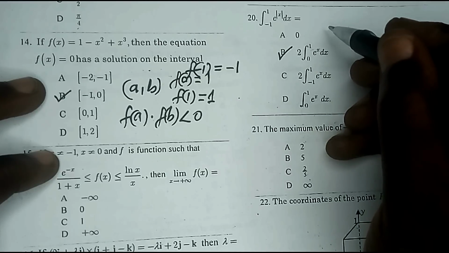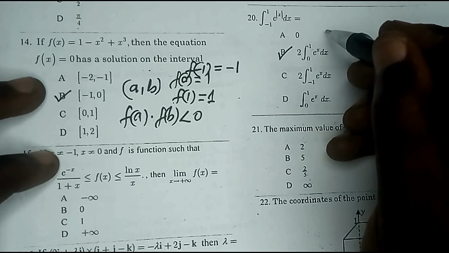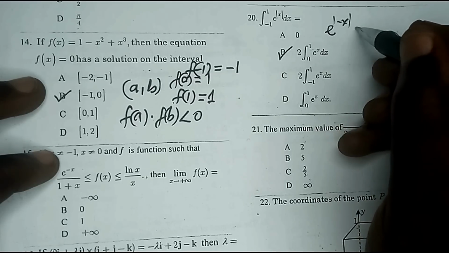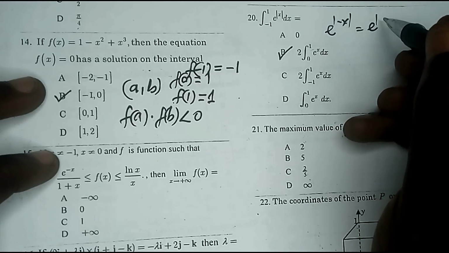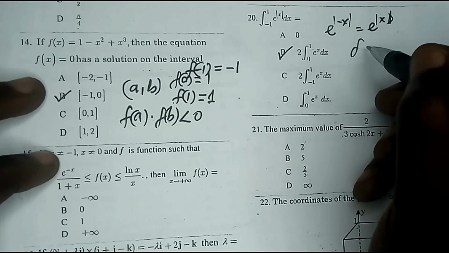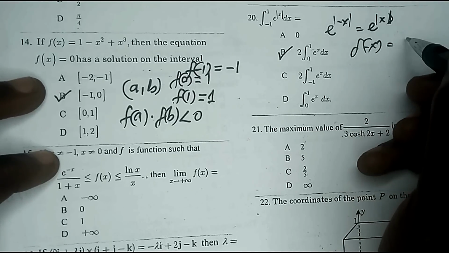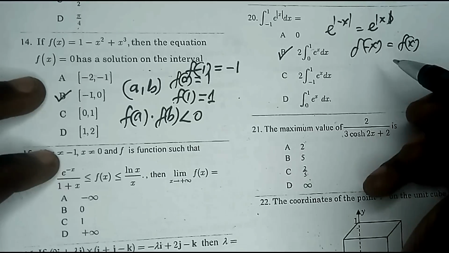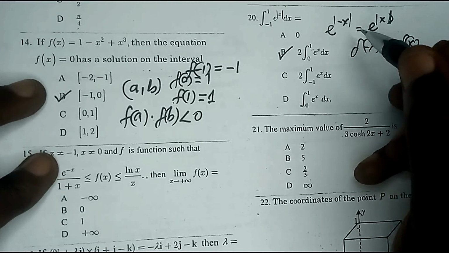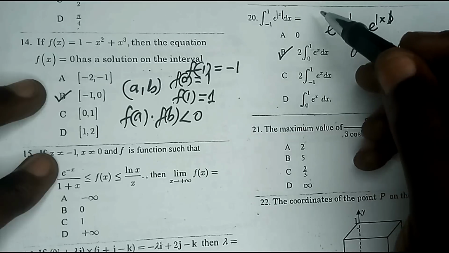If you can verify, you will see that e to the absolute of negative x is equal to e to the absolute of x. That simply means that f of negative x gives f of x, and that is the characteristic of an even function. If it were odd, then this integral will be 0.